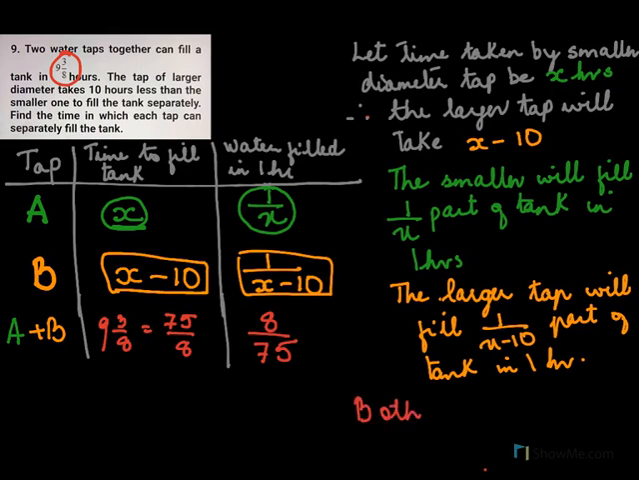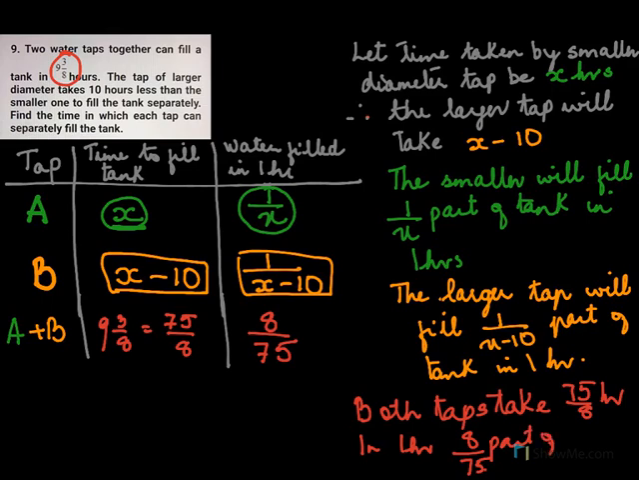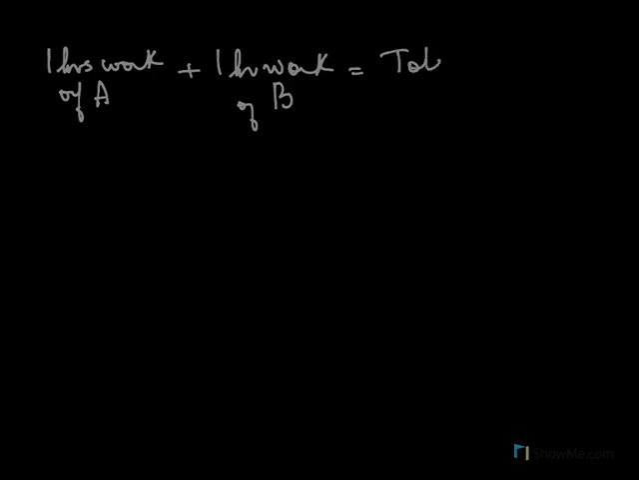And both the taps take 75 by 8 hours to fill the entire tank. So in 1 hour, 8 by 75 part of the tank is filled. Now for the next, we know 1 hour's work of tap A plus 1 hour's work of B will be equal to the total 1 hour of A plus B.